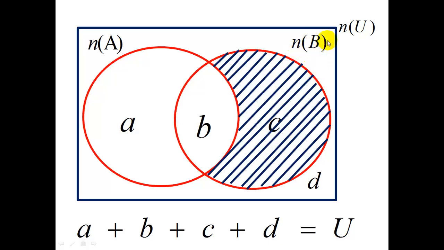Number of B represents the number of students who read biology. But out of the number of students who read biology, there are some students who also read Agric. So if you want to know the number of students who read only biology, then you have to subtract B from number of B, and that will give you C. Also, if you want to know the number of students who read only Agric, then you have to subtract B, that's the number of students who read both, from the number of students who read Agric, and that will give you the number of students who read only Agric.